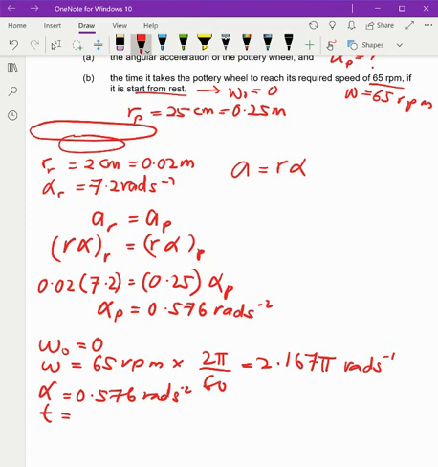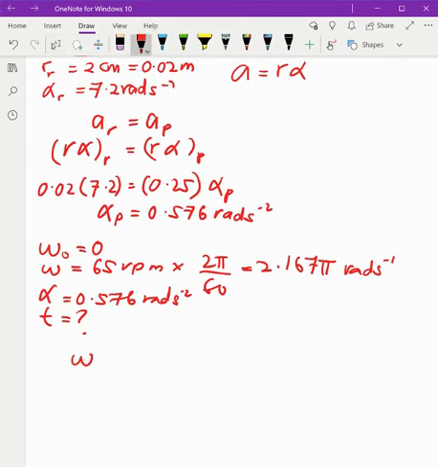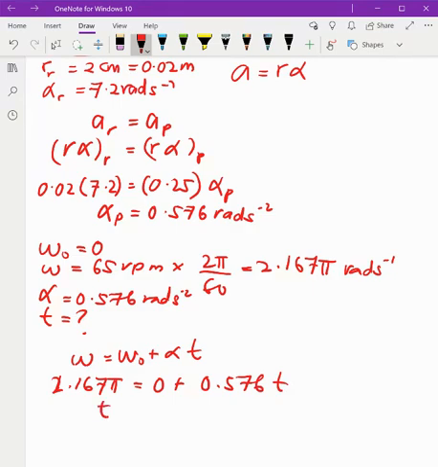So the question asks for t. From here we can use the equation omega equals omega naught plus alpha t. So do the substitution as usual. So 2.167 pi equals 0 plus 0.576 t. So t is equal to 12 seconds. Okay, that's all.